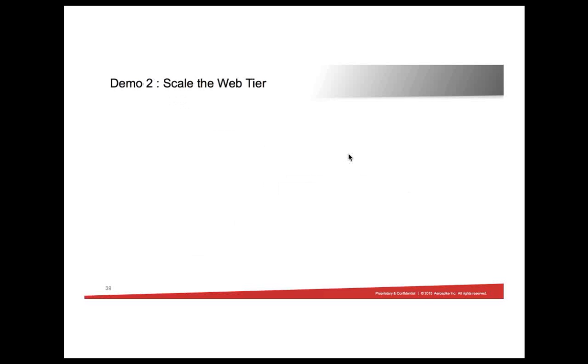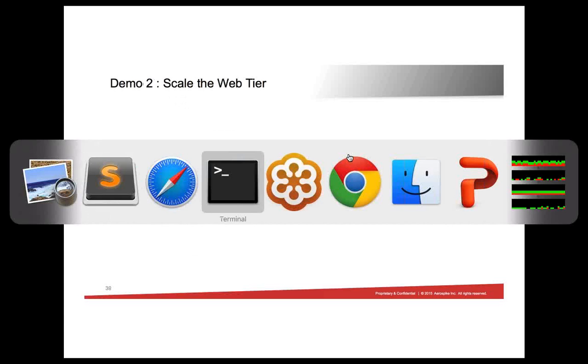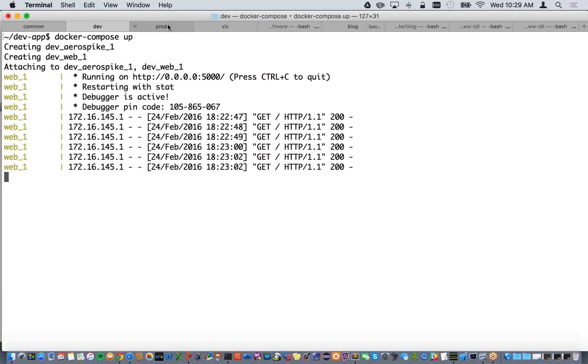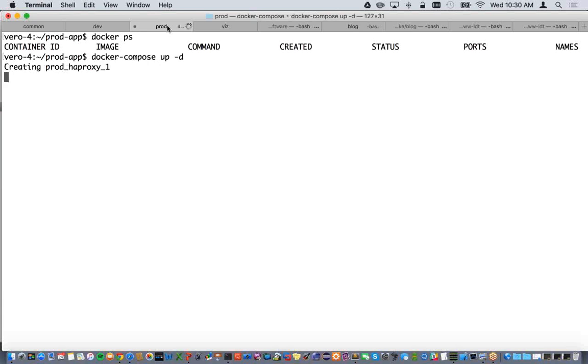So let's scale up the web tier. Let's go back to my console. This is my production deployment, and if I type correctly, I can do a Docker PS and nothing's running. So again, I'm going to do a Docker compose up to bring up all these services. I'm going to add the -d flag, which will essentially put all of this into the background and give me control of the console. So you can now see that we've got 4 services up and running.